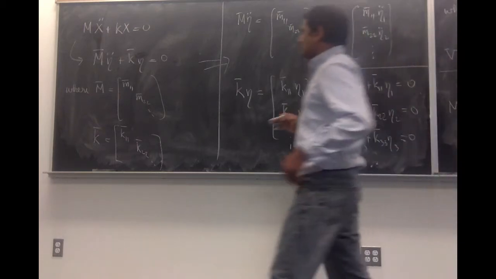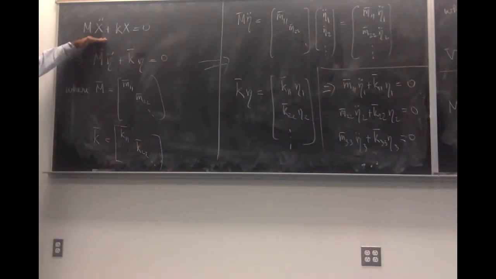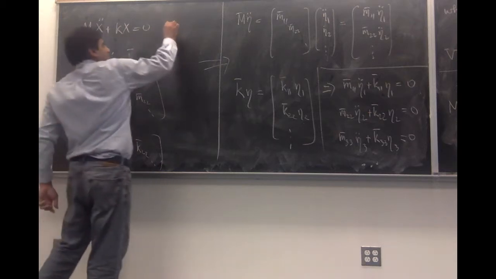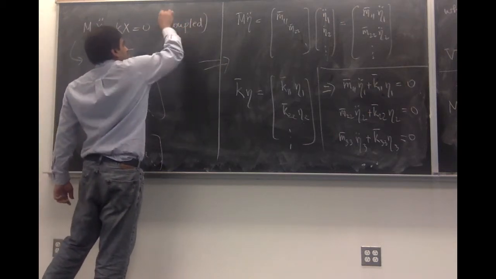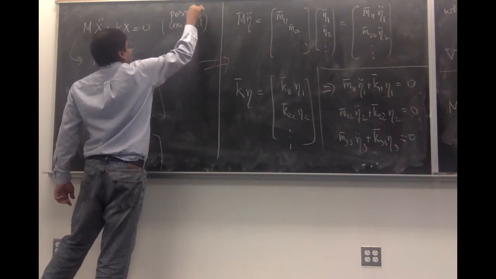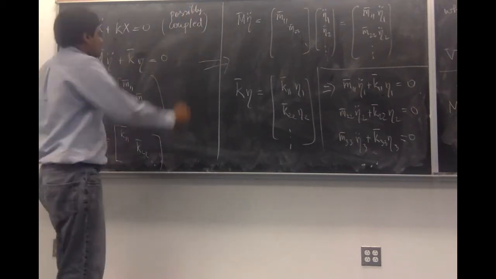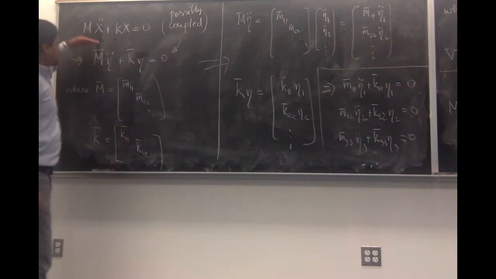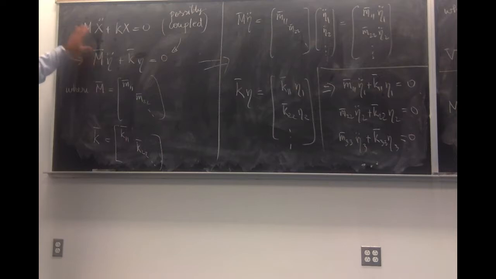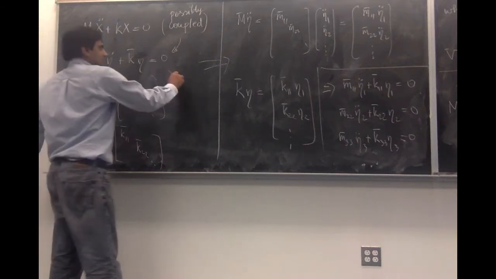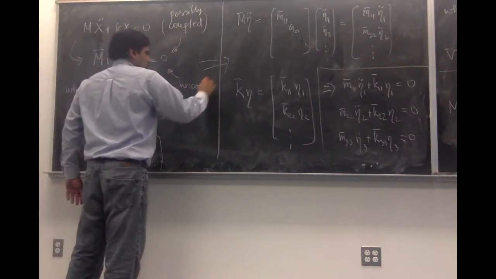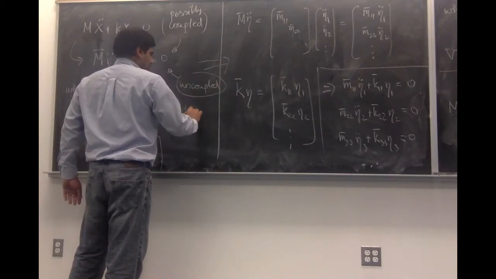So the big result is that if you start from a system of differential equations of this form, where M is not diagonal and K is not diagonal, and each equation has x1, x2, x3, etc. In other words, they're all coupled, possibly coupled. You convert that differential equation into this form, where M bar and K bar are obtained by V transpose M V and V transpose K V. This is uncoupled, or decoupled.